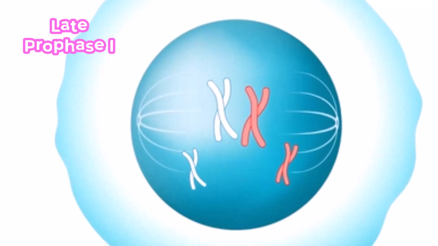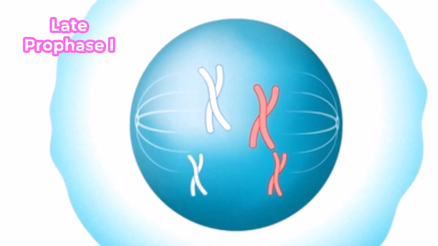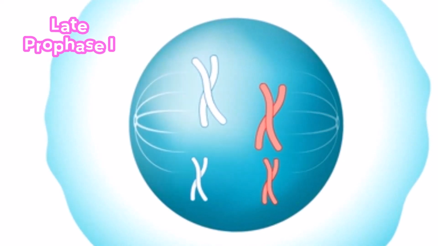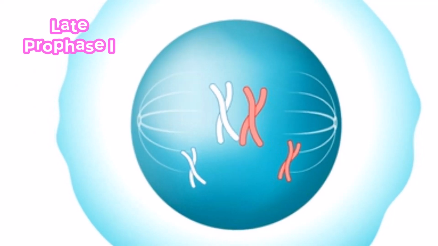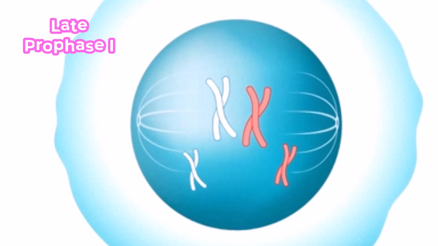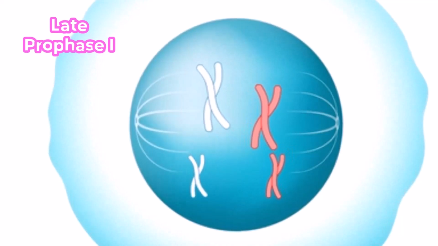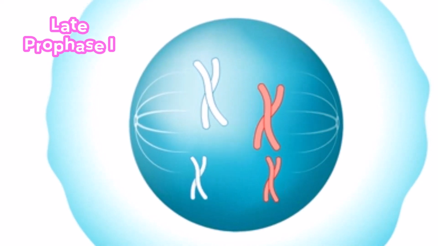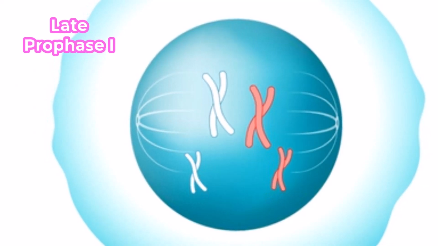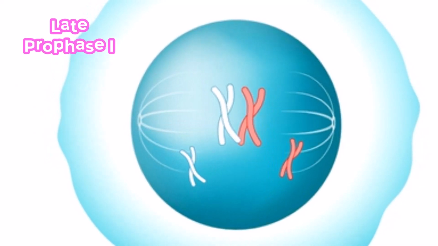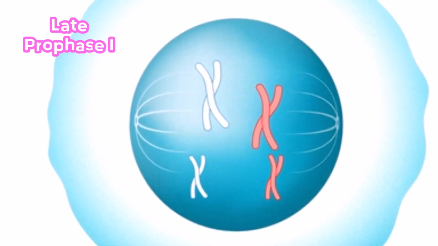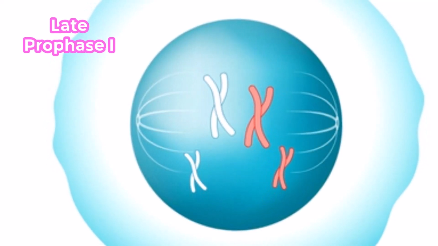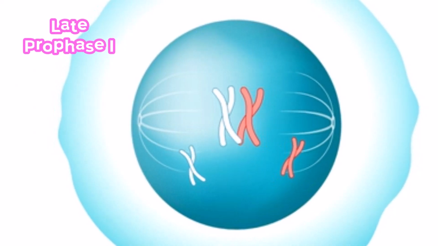Each member of the homologous pair attaches to a microtubule that extends from opposite poles of the cell, so that in the next phase, the microtubules are able to pull the homologous chromosome pairs apart. At the end of prophase 1, or prometaphase 1, each tetrad is attached to microtubules from both poles, with one homologous chromosome facing each pole. The homologous chromosomes are still held together at the chiasmata. In addition, the nuclear membrane has now completely broken down.